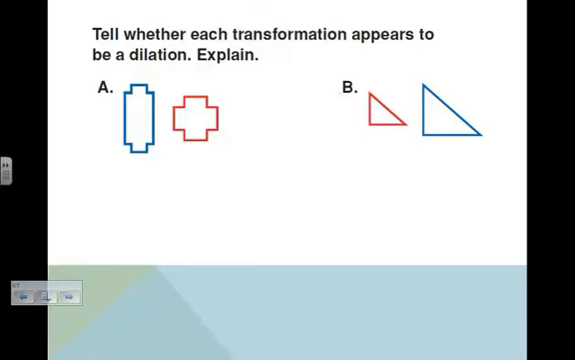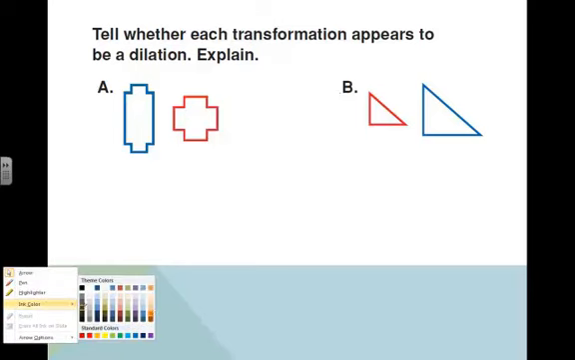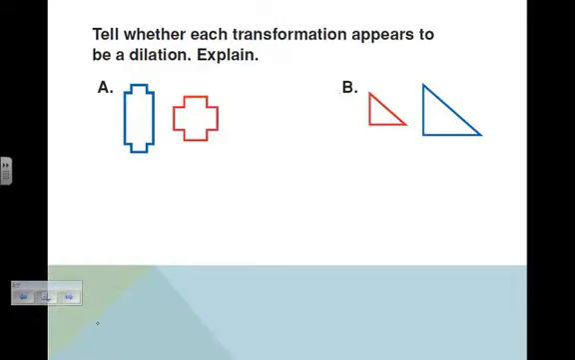So let's look at these. Which of these is a dilation, if any of them are? The first one, the shape has been changed, so it's not a dilation. No, the shape is different. And in a dilation, the shape is maintained, the size just changes. For B here, that triangle, for all intents and purposes, looks to be the same. It's just larger, so yes, this is a dilation.